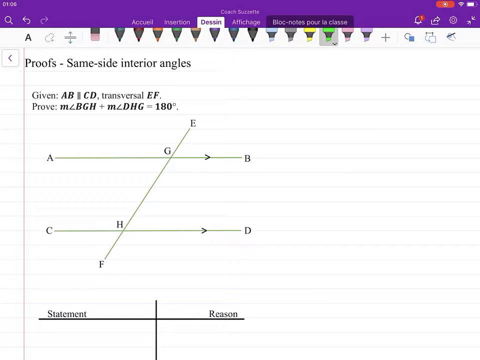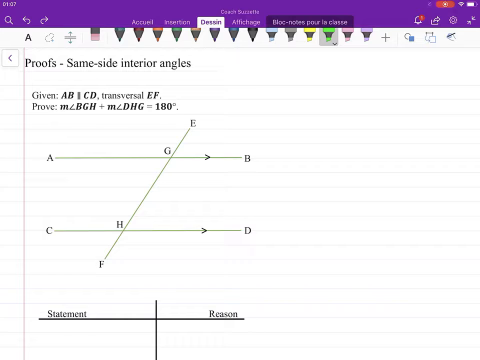Hello and welcome back. Let's do a proof. We are given AB is parallel to CD and we have a transversal EF. We need to prove that the measure of angle BGH plus the measure of angle DGH equals 180 degrees. So that would be this angle plus this angle. We can see those are same side interior angles.